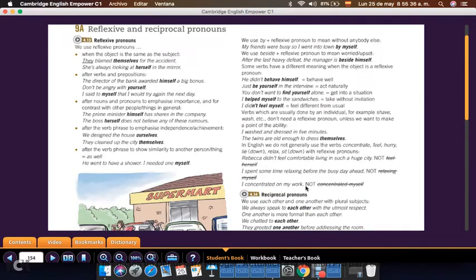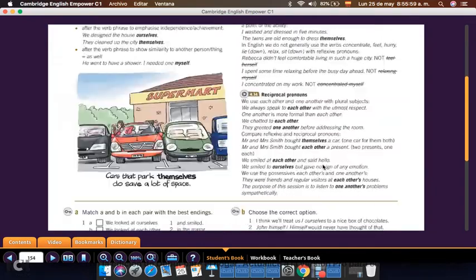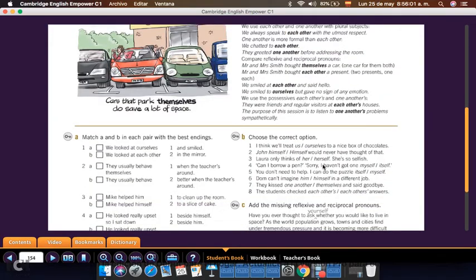Alone, independently. In English, we do not generally use the verbs concentrate, feel, hurry, lie, like lying down, relax, sit, like sitting down, with reflexive pronouns. Rebecca didn't feel comfortable living in such a huge city. I spent some time relaxing before the busy day ahead. Okay, not relaxing by myself or feel herself. Otherwise, I would have to use by. Okay?